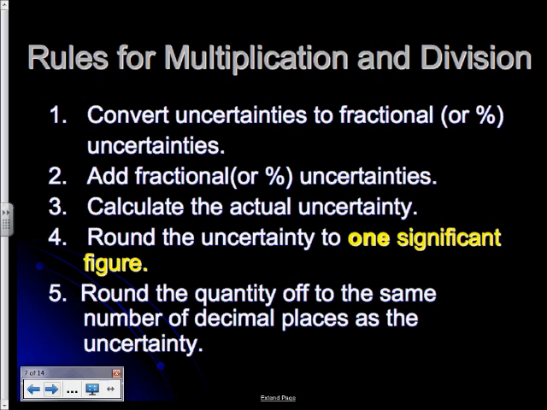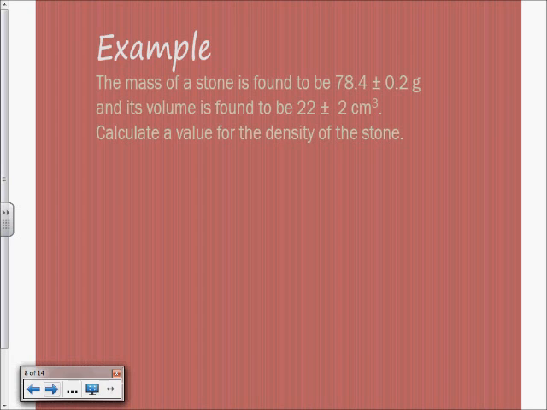All right, if we multiply or divide, instead of working with actual uncertainties, the key thing is to work with fractional. I would prefer myself to work with percentage uncertainty. So instead of adding actual uncertainties, we add percentage uncertainties, and then rules 4 and 5 are really just the same as for addition and subtraction. So again, write those rules out, please. And let's have a look at an example here.